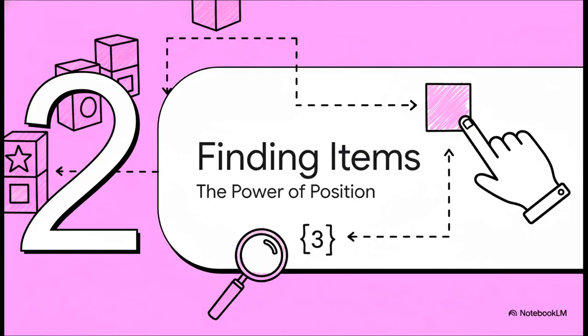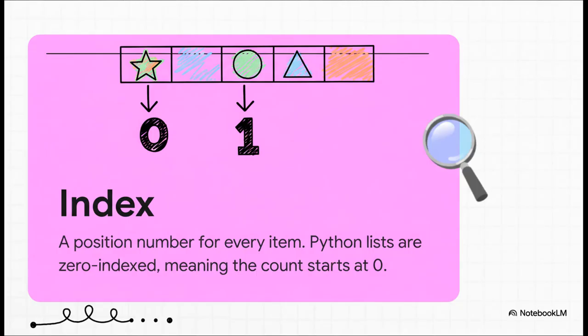That's great. But a container isn't very useful if you can't reach in and grab a specific item back out. So how do you do that? Well, the answer is something called indexing. Every single item in a list gets a position number, and we call that an index. Now, here is the crucial point, and it's a detail that trips up so many beginners. Python starts counting from 0, not 1, 0. So the very first item is always at index 0. You gotta remember that. It's absolutely key.